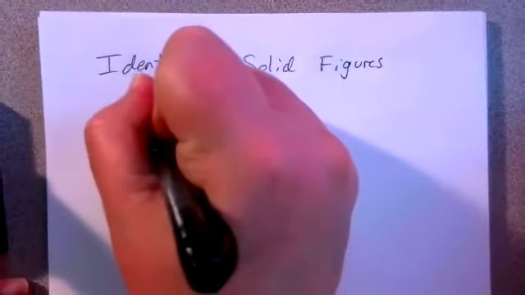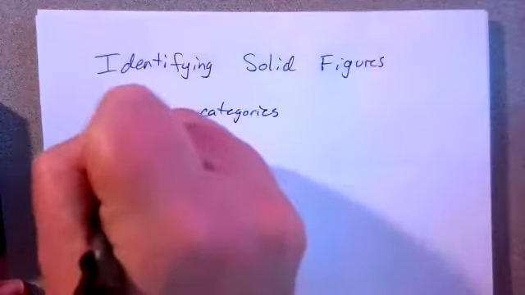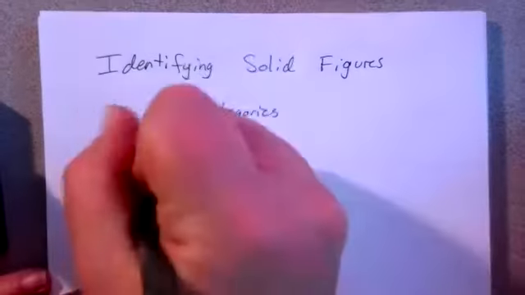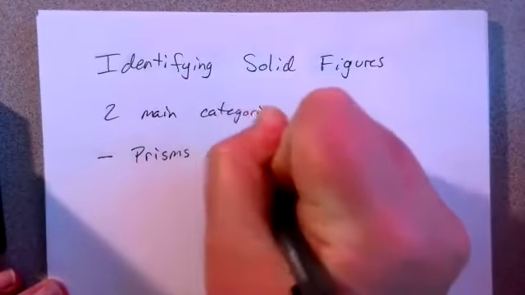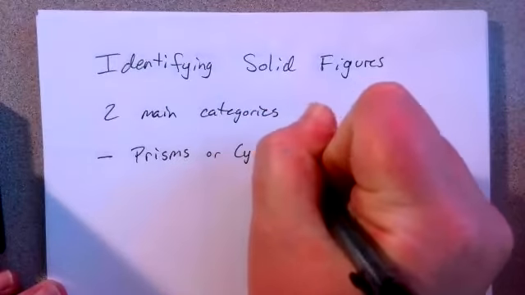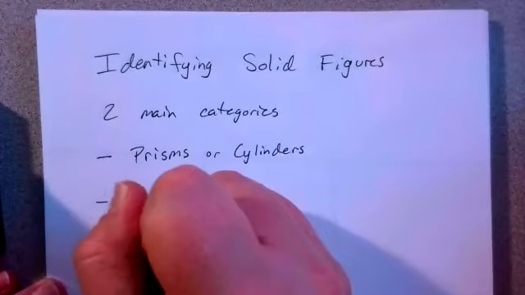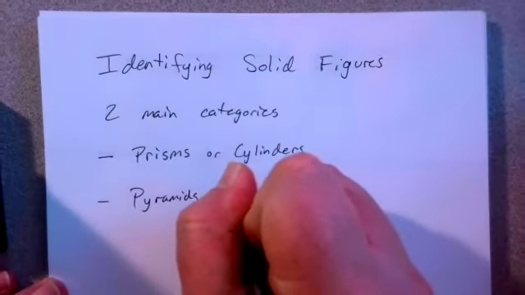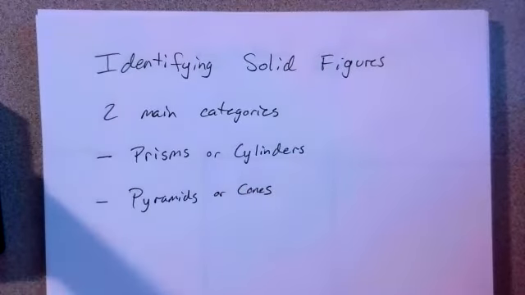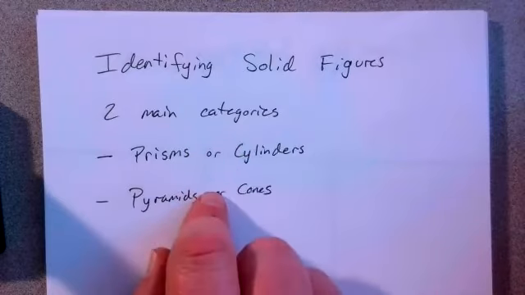Now, when it comes to identifying solid figures, there's two main categories, and then there's spheres, like a ball. The first category that we want to take a look at are what are called prisms or cylinders. The second category we have are pyramids or cones. Okay, so prisms and cylinders, pyramids and cones. Those are the two big categories.